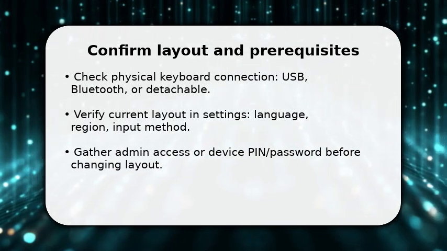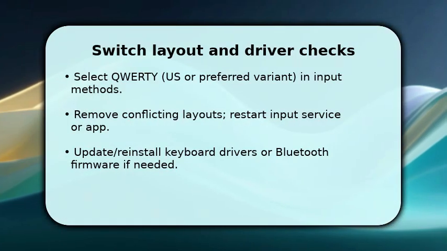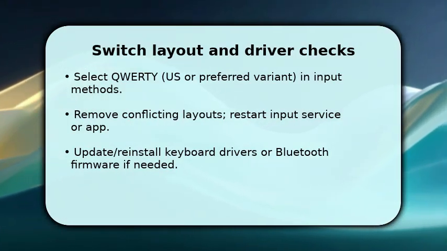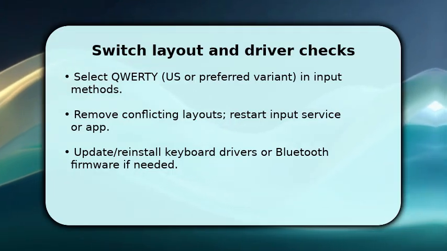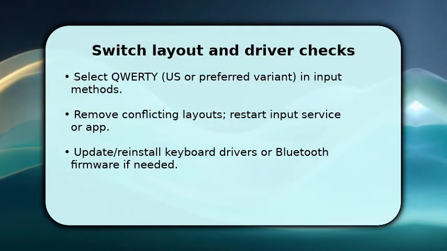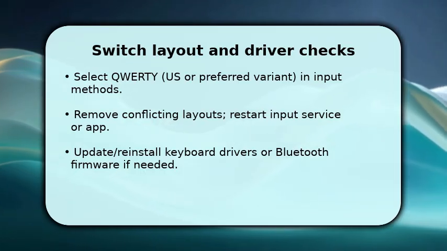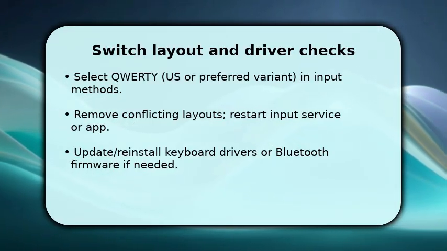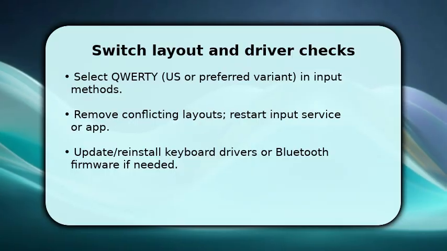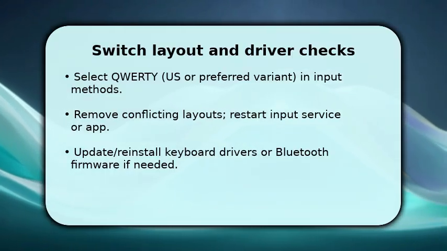You next switch the layout directly. Choose Qwerty or the exact regional variant so key mappings match physical labels. If multiple layouts appear, remove extras or set Qwerty as default. Once set, restart the input service or the app you're using to force the change. If keys still register wrong, update or reinstall the keyboard driver and check Bluetooth firmware for wireless models, because corrupted drivers or firmware often reassign scan codes.